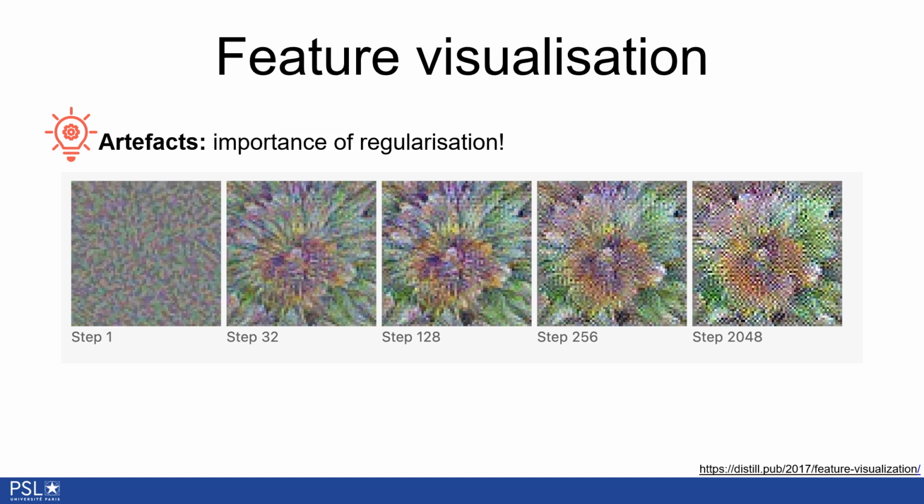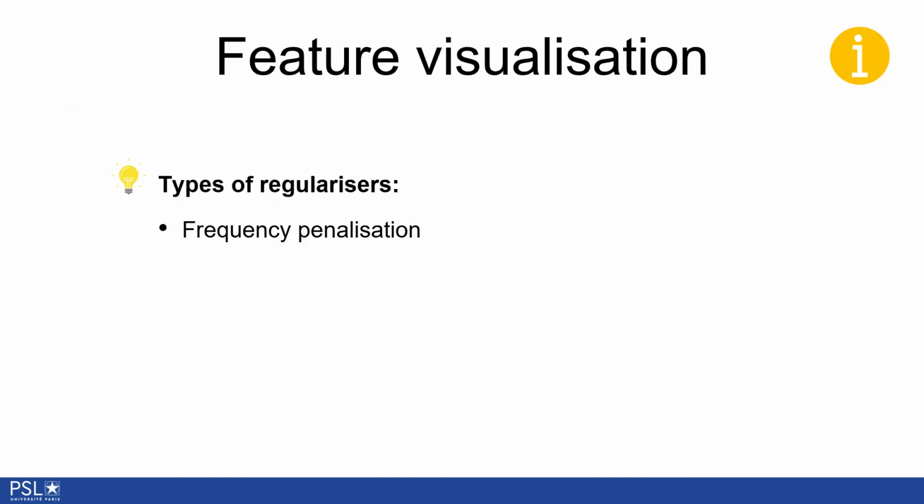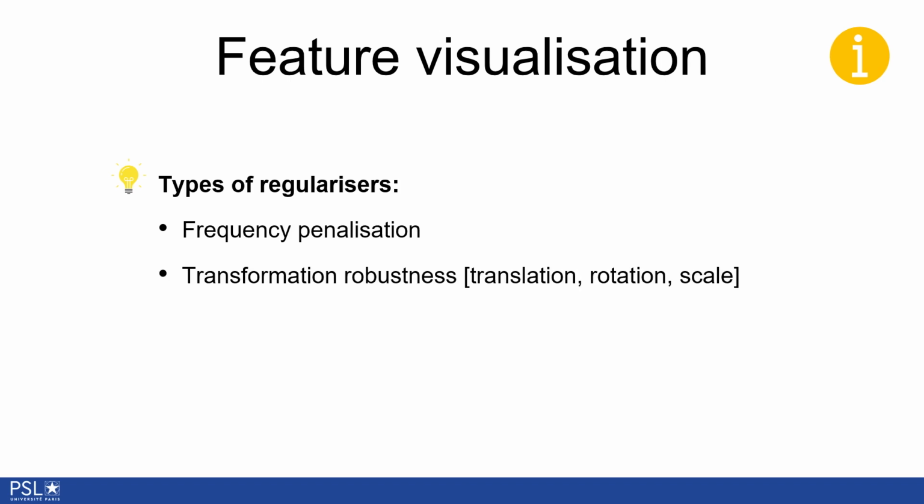Initially, I told you that the gradient can be computed with respect to the values of individual pixels in the input image, so that the values of different pixels can be individually updated. This approach often leads to high-frequency artifacts, illustrated in this figure, and this points to the importance of using a regularization when computing gradients and updating the input. Several types of regularizers can be used in principle, for instance, high-frequency penalization, robustness to transformations such as translation, rotation, or scaling, or even a learned prior such as generating images from a generative model.